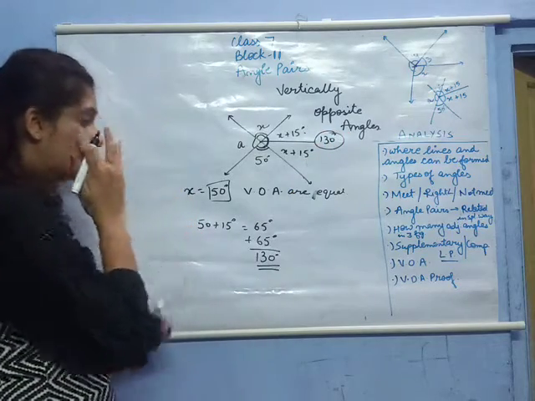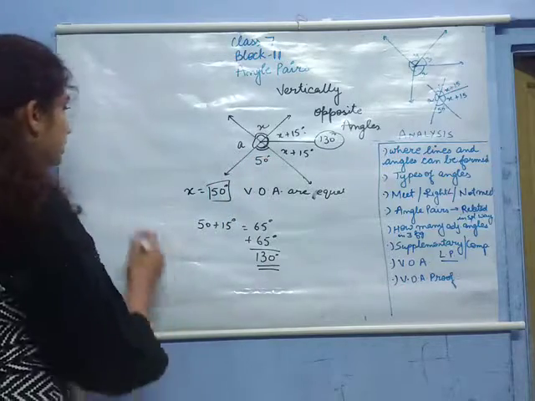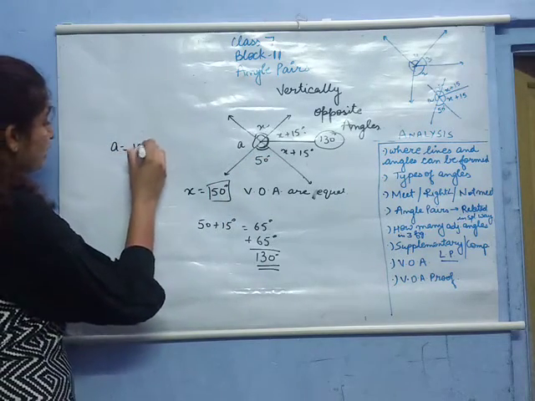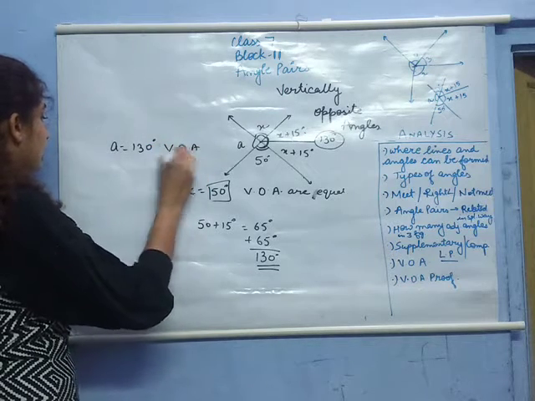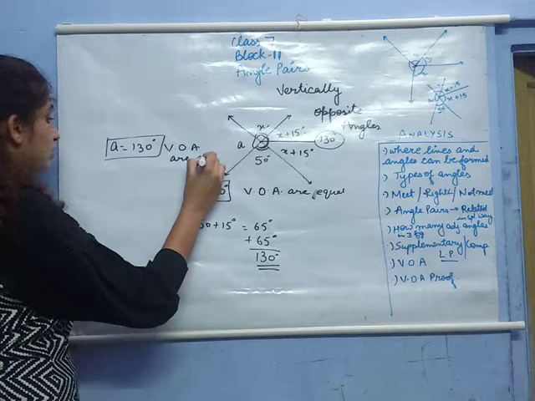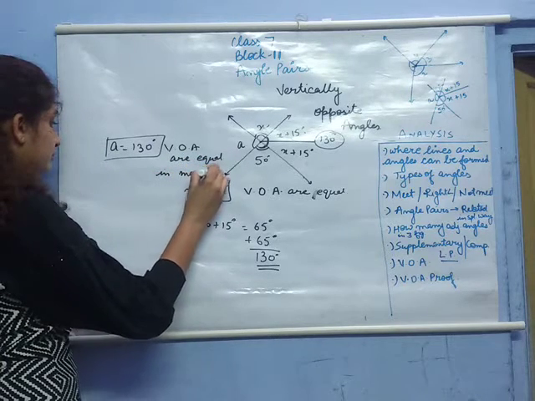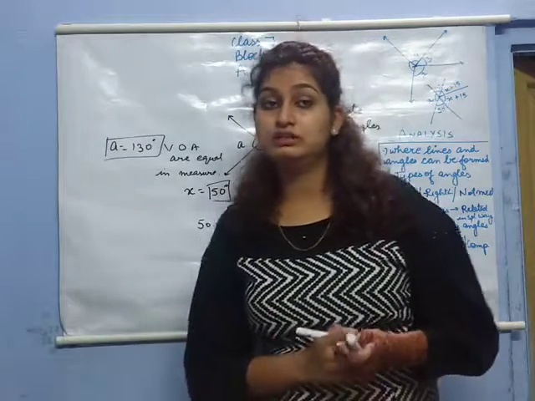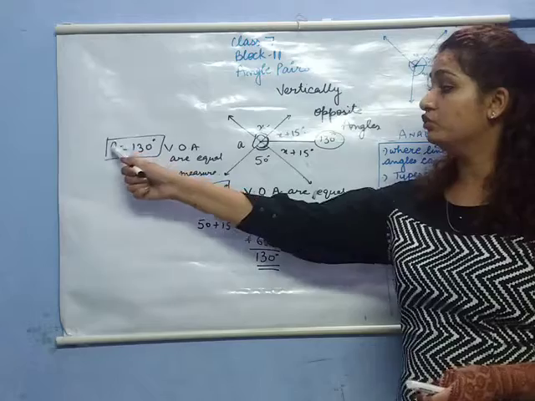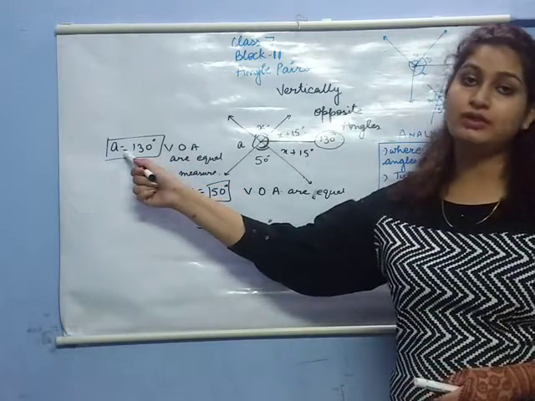Right? What about A? A and this angle are vertically opposite to each other. So A is equal to 130 degree, because vertically opposite angles are equal in measure. That's why we are able to find the two unknown variables x and A. x is equal to 50 degree and A is equal to 130 degree.